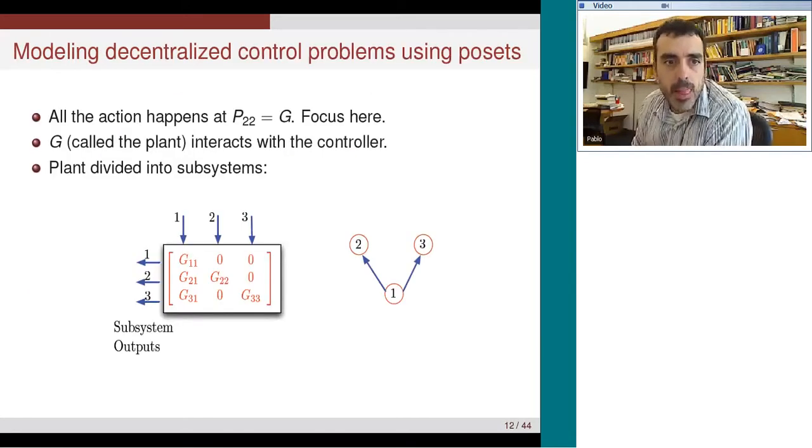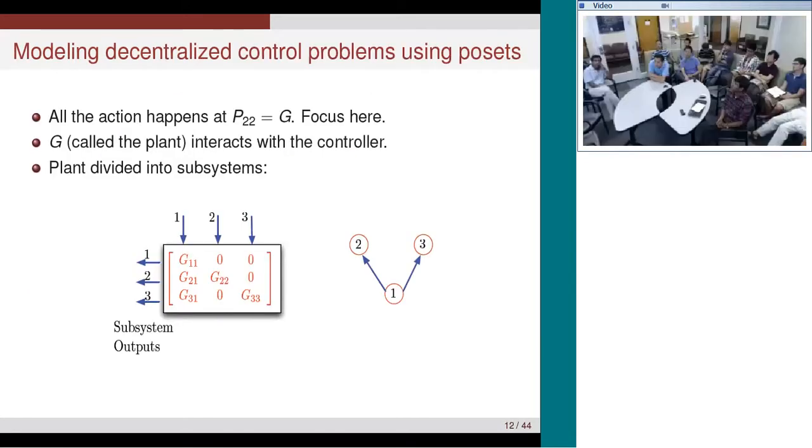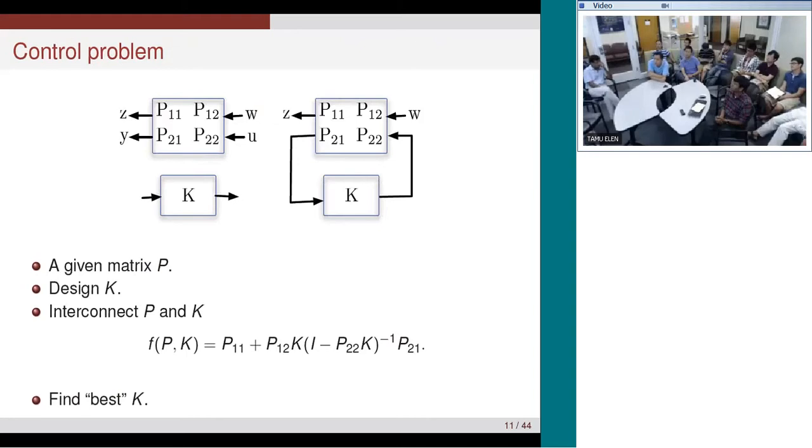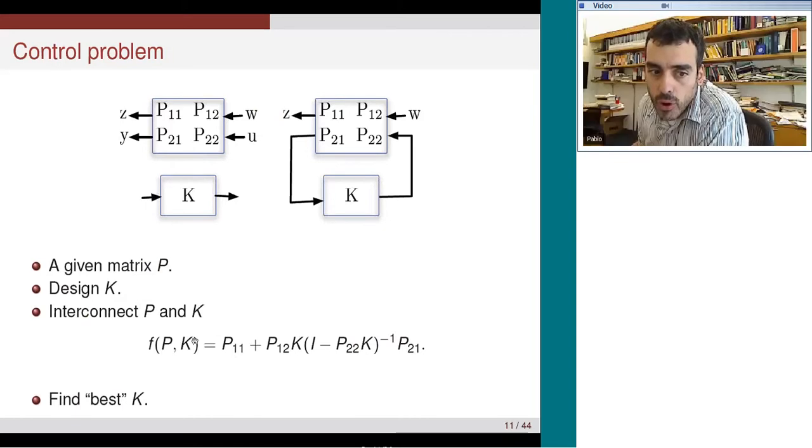Best in what sense? Typically, what I will do is minimize the norm of this f(P,K). I will put a norm, let's say the 2 norm or the infinity norm or the L1 norm, or whatever norm you want, and I'm trying to find a K that minimizes this norm. In what I'll talk about later today, we're going to put a specific norm, the L2 norm. But in the general control problem, you can put different norms depending on what you want to express.